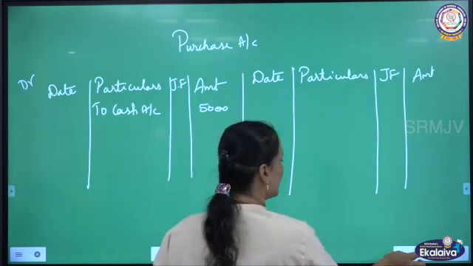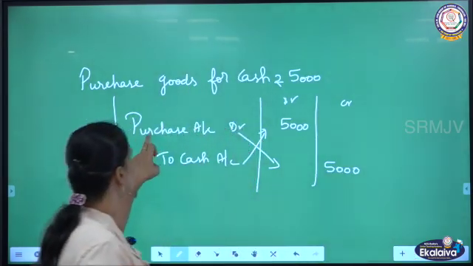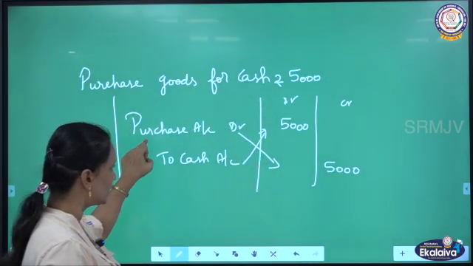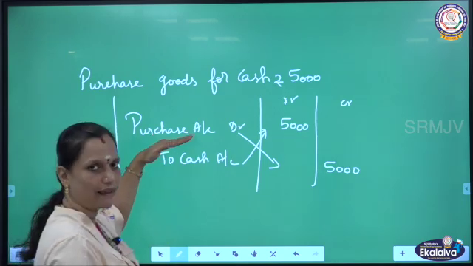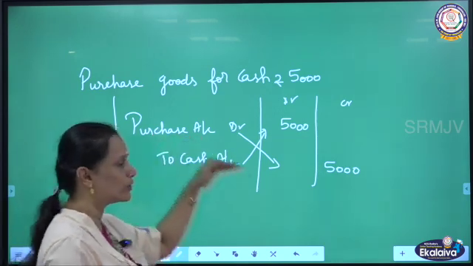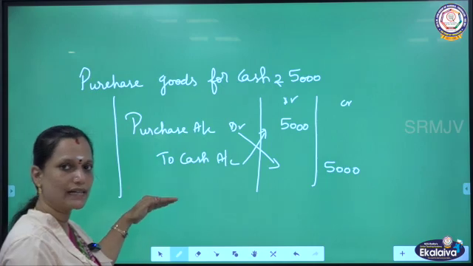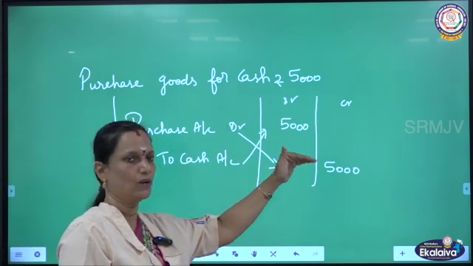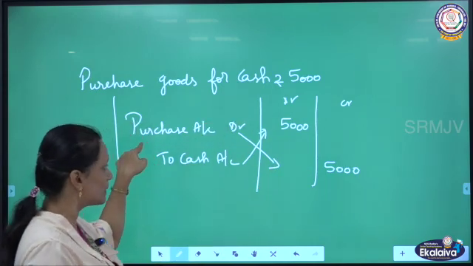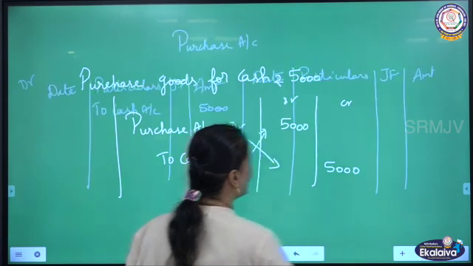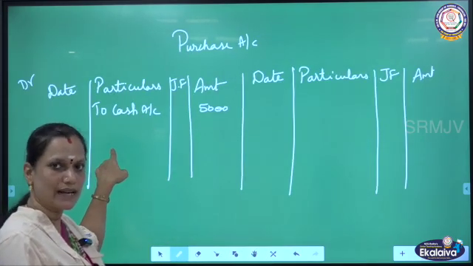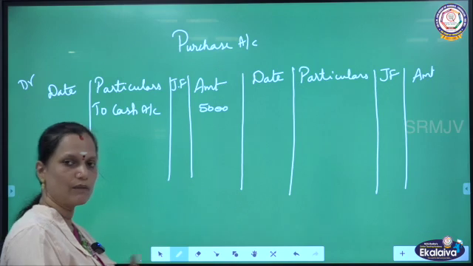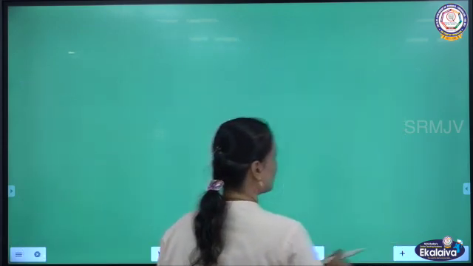See, in journal how I did. So journal: purchase account debtor to cash account. So already I said what all we are debiting in the account, that we are going to credit, and what all we are crediting, that we are going to debit. So that's why I opened purchase account, and then what I did, in cash I debited. Do you understand, children? Shall we move on to the next example?